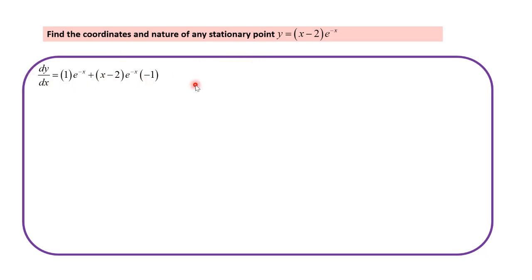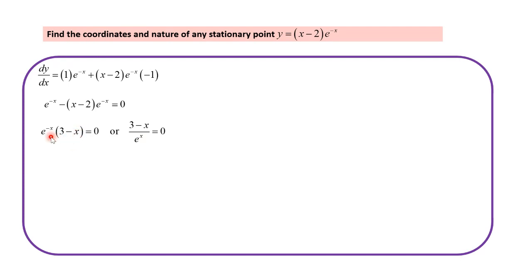I want to know what happens at the turning point, which is where the derivative is equal to 0. And I can then see, okay, I'm going to take out a common e to the negative x, and I'm going to neaten it up. Now, you can leave it in this form, or you can write it as a rational function by taking e to the negative x downstairs. It's up to you.